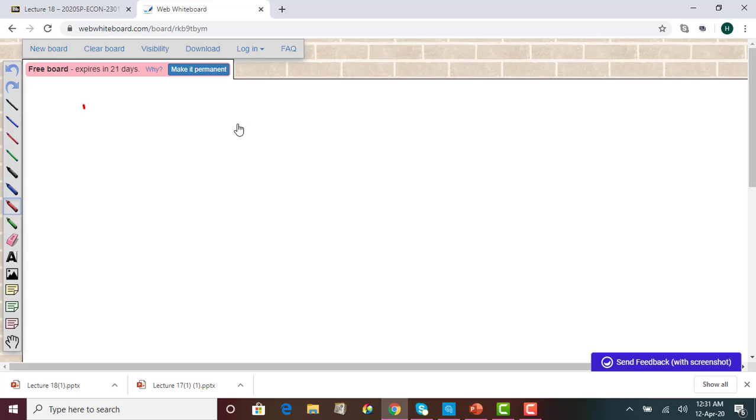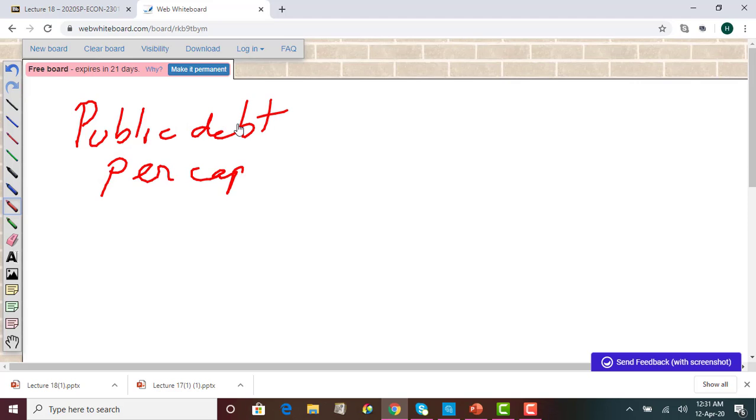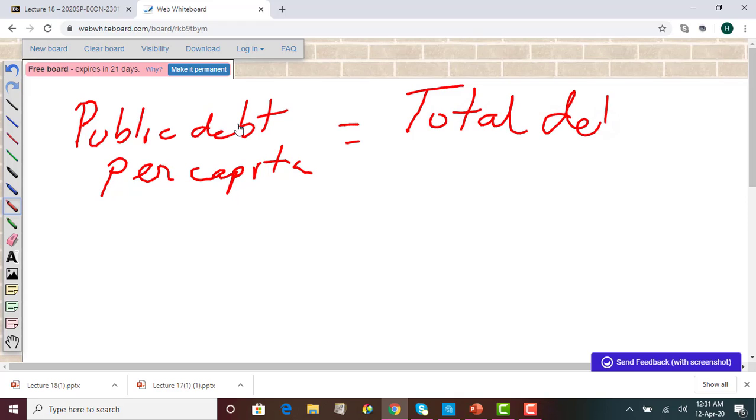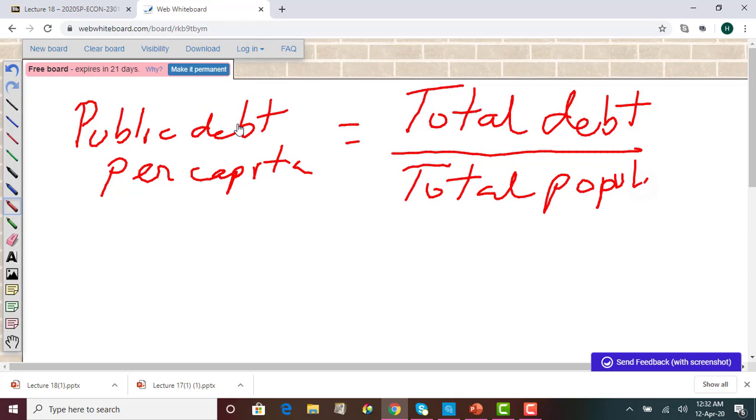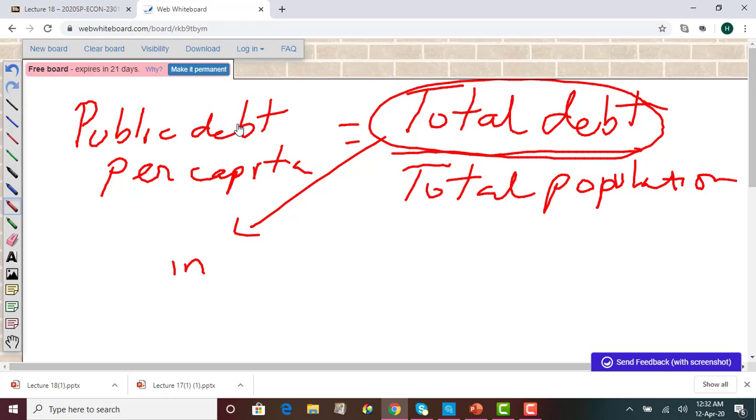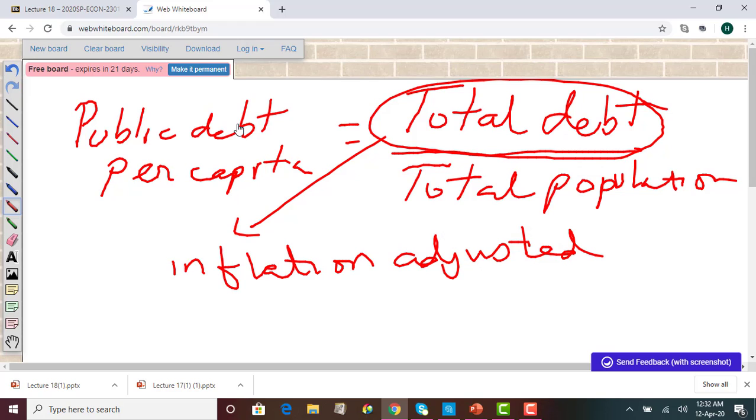So public debt per capita is given by the formula: public debt per capita is given by total debt divided by total population. That is the formula for per capita public debt. Now this total debt is inflation adjusted, so we have to adjust this number for inflation and then calculate the per capita public debt, or per person public debt. So take note of this formula. Public debt per capita is equal to total debt divided by total population, and that total debt is adjusted for inflation. Now this can be for a country, a city, a state or a county.